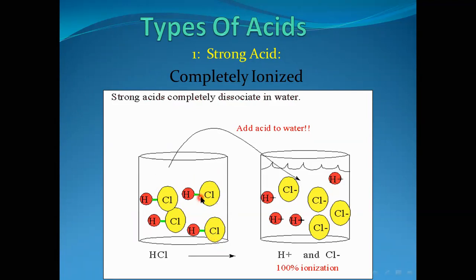If you add acid to water, acid completely dissociates in water. Look here, H alone, Cl negative alone. So 100% ionization. HCl is completely ionized, completely dissociated to form H positive and Cl negative. So you cannot see HCl here. You cannot see H connected to Cl, because HCl is completely ionized.